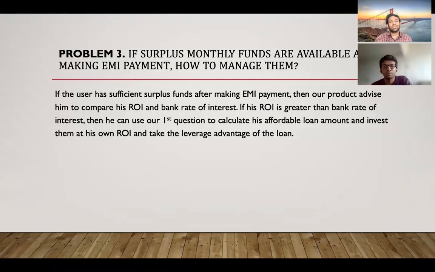Coming to the next question: if surplus monthly funds are available after making the EMI payment, how to manage them? If the user has sufficient surplus funds after making the EMI payment, then our product advises him to compare his return on investment and the bank rate of interest. If his return on investment is greater than the bank rate of interest, then he can use our first question to calculate his affordable loan amount, invest it at his own return on investment, and take the leverage advantage of the loan.